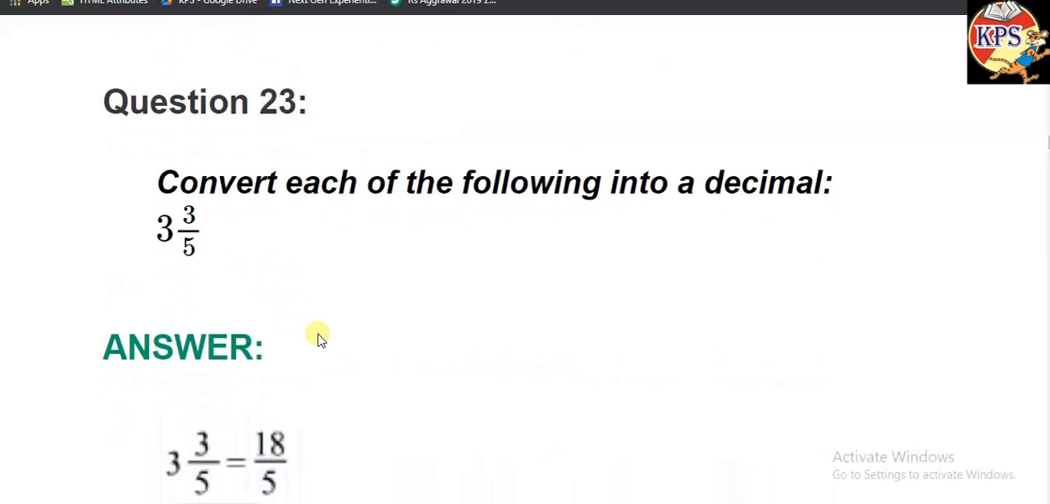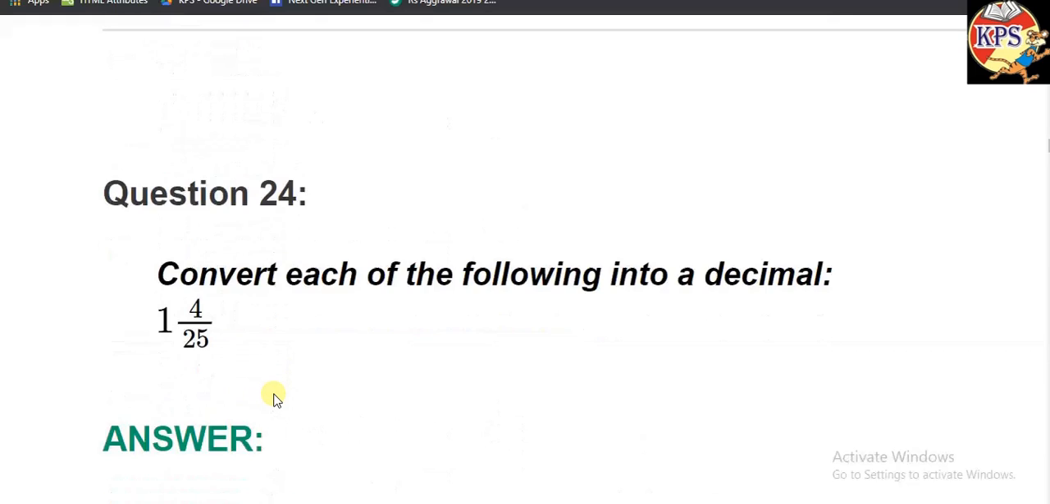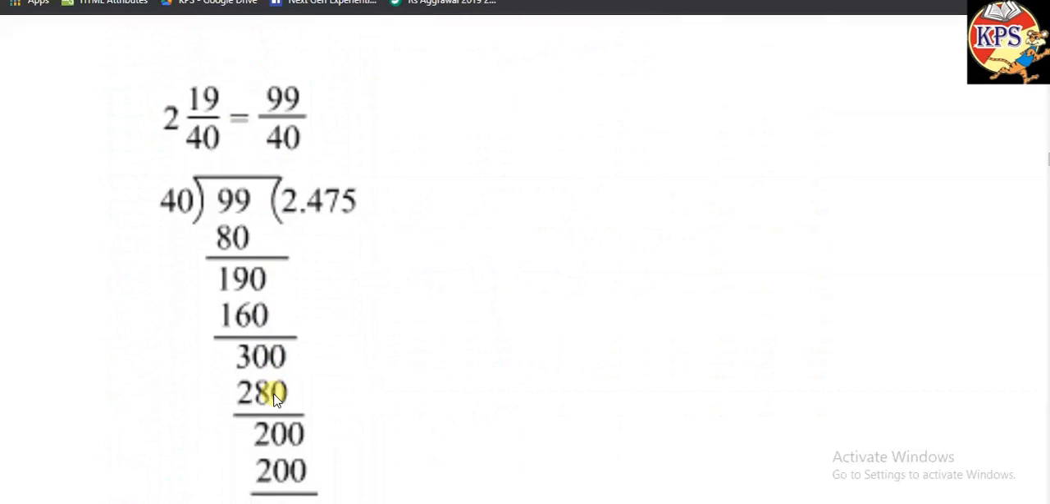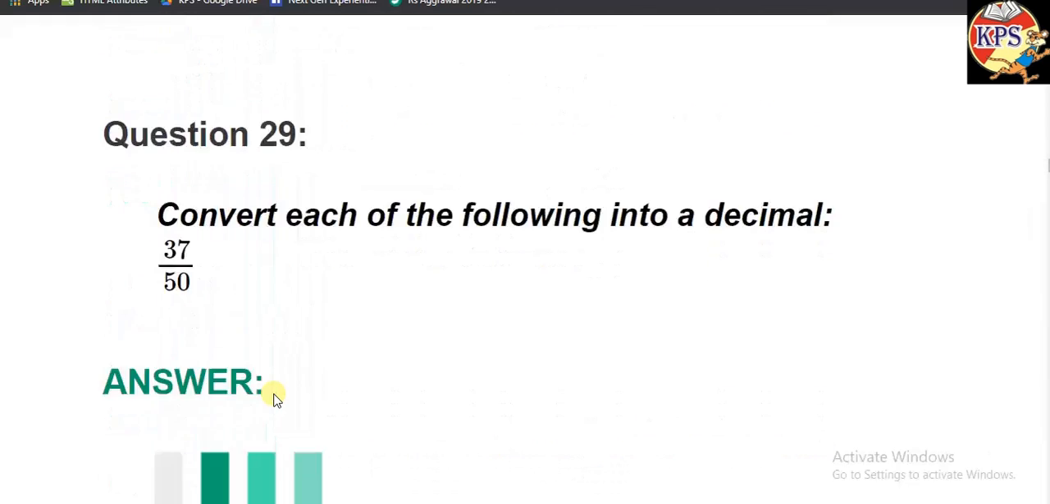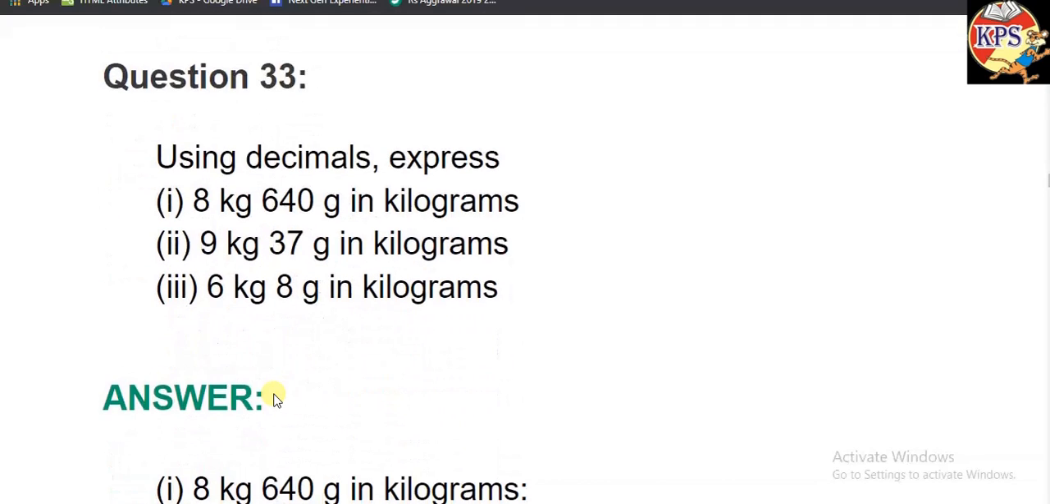So these are simple. Here you have to convert it into an improper fraction because a mixed fraction is given. So 5 3s are 15, 15 plus 3 is 18, 18 upon 5, and after the division you can find the answer. So all the questions are very simple, so I don't have to explain this question. You have to first convert this fraction into simplest form, then you have to divide, and after the division you can find the answer. So now these questions are the same. Now we'll go to question number 33.